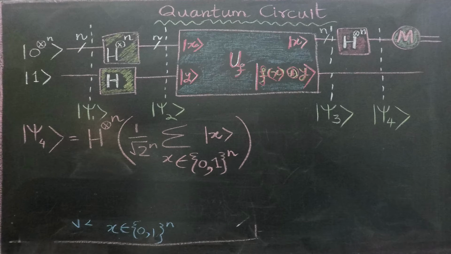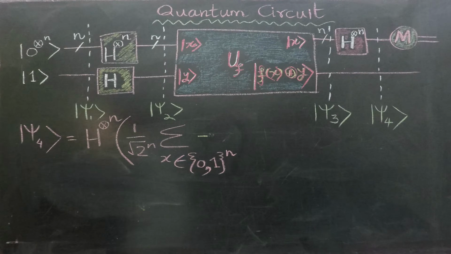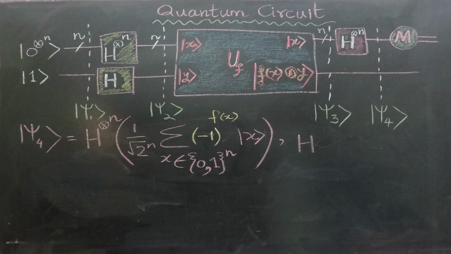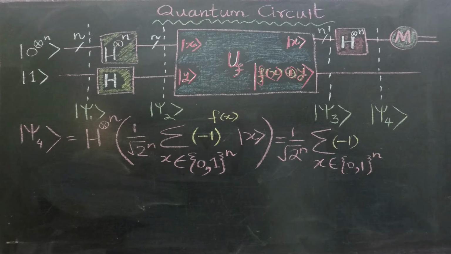Oh, I forgot to include minus 1 raised to the power f of x in my ket psi 4. Let me make this correction here. All quantum gates represent linear functions. Therefore, I can take the Hadamard gate inside the summation and apply it on ket x.